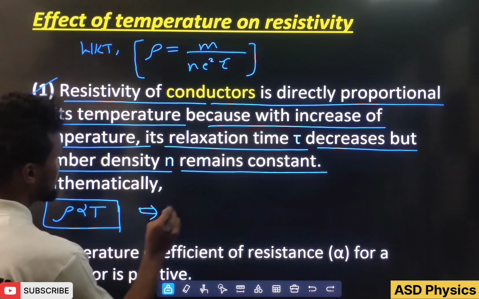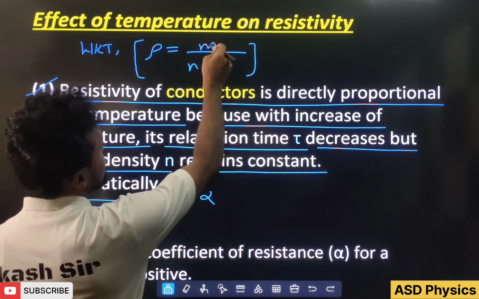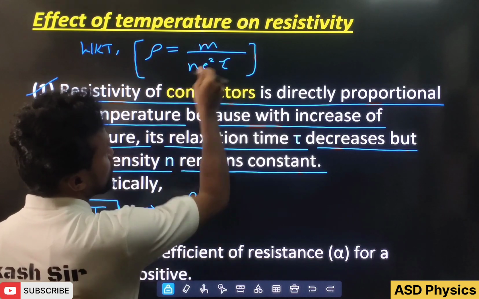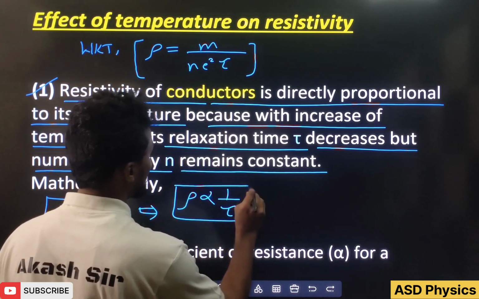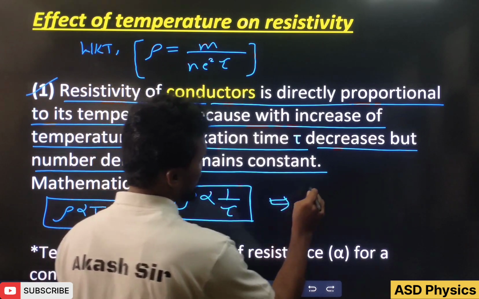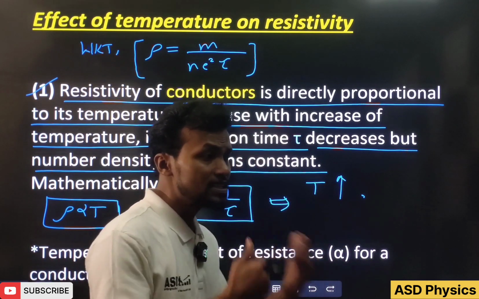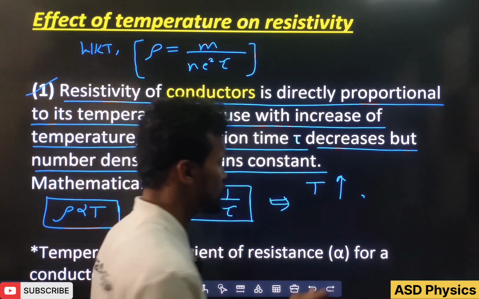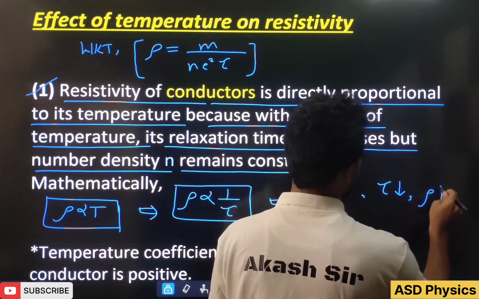Okay, and why is this happening? Because you know very well rho is directly proportional to m by n e square tau. You see m is constant, n is constant, e is constant. So we can tell here rho is inversely proportional to tau. And what will happen here? When the temperature increases, the electrons will move faster, the time between two collisions will decrease. So at that time, tau will decrease and the resistivity will increase.